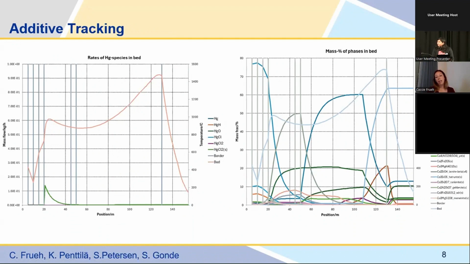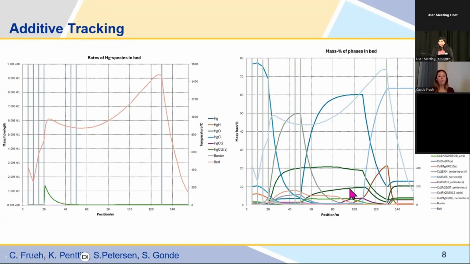And on the right here, I have mass percent of phases in the bed. So this is also a lot of phases to look at one time. So you can set thresholds. So you can plot major phases in the bed versus minor phases in the bed. So you could zoom in on the bottom part. And this is in mass fraction, but a percentage. So you don't have to plot everything in mass flow. You can also look at mass fraction.